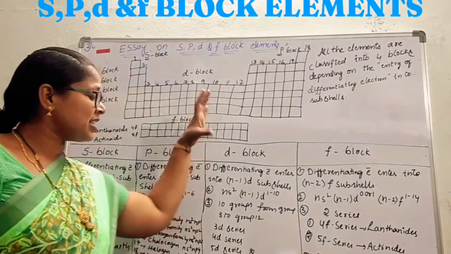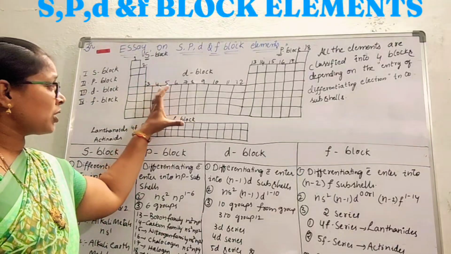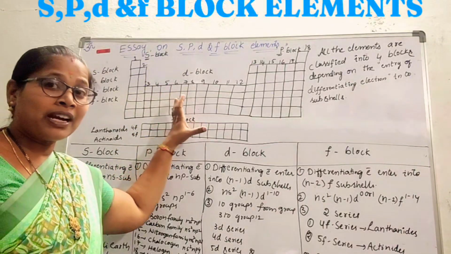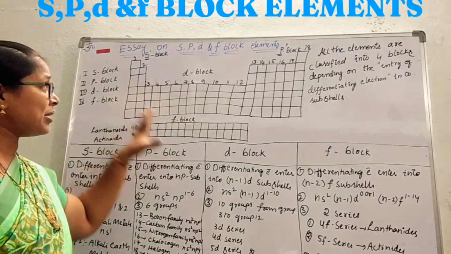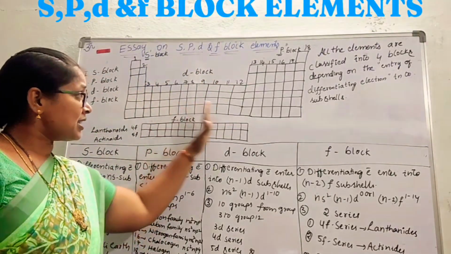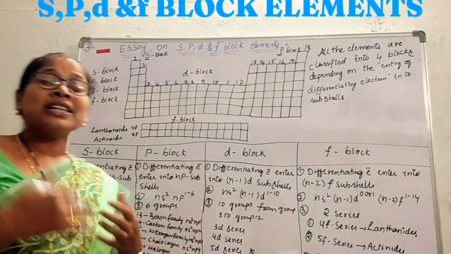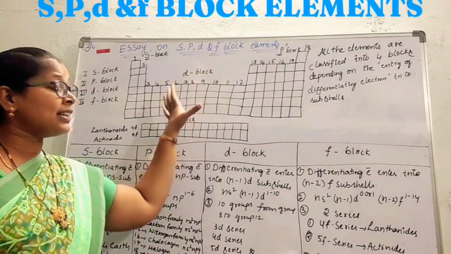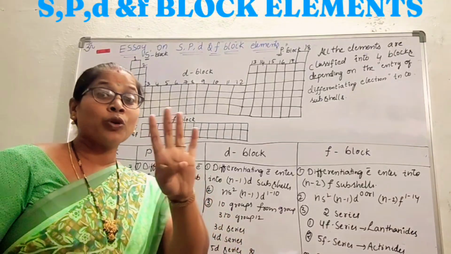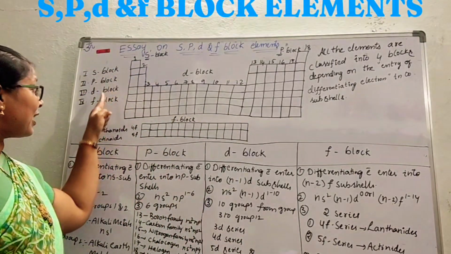So see, this is a very simple and shortcut way. This is the long form of the periodic table. Generally we have 118 elements, and those 118 elements are kept in this long form of the periodic table. Based on the entry of the differentiating electron, the total periodic table is classified into 4 blocks: S block, P block, D block and F block.